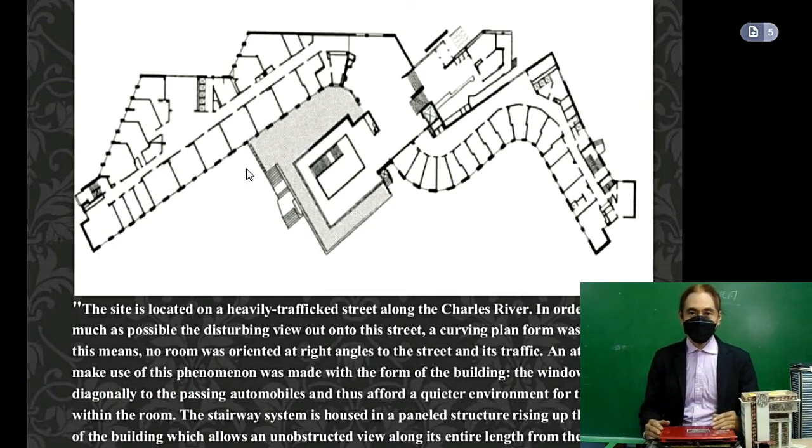The purpose is the same: to have a good view of what is important to view. An attempt to make use of this phenomenon was made with a form of building. The windows face diagonally to the passing automobiles and thus afford a quieter environment for the person within the room. The stairway system is housed in a paneled structure rising up the north side of the building, which allows unobstructed view along its entire length from the lowest landing.